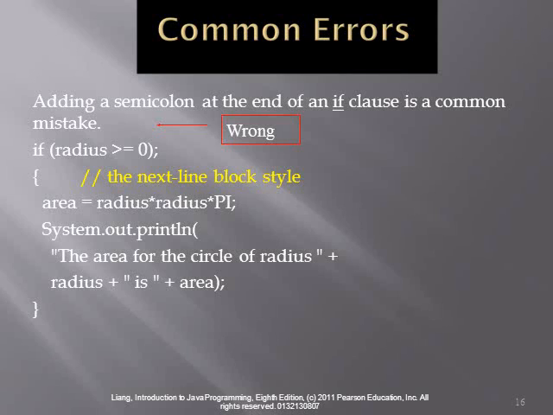So often the reason this error occurs is because we have failed to use inline block style. We've used the next-line block style, which really means that if you look at the code here, the brace is coming on the next line after the if statement. Okay, so the error here is that semicolon. If radius is greater than 0, the computer thinks it has nothing to do, and the statements following that will be executed regardless of the value of radius.